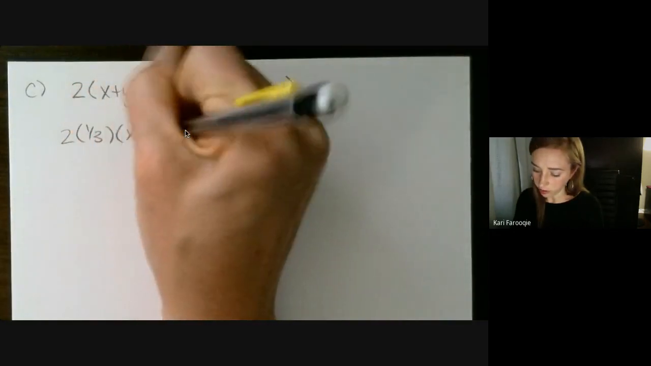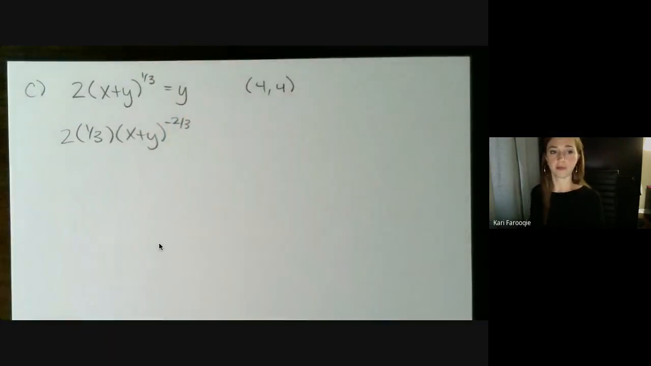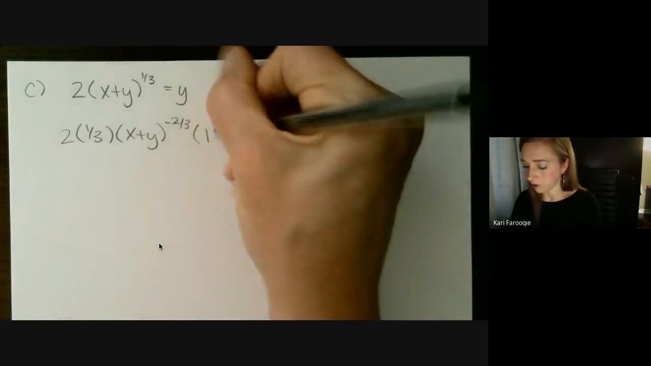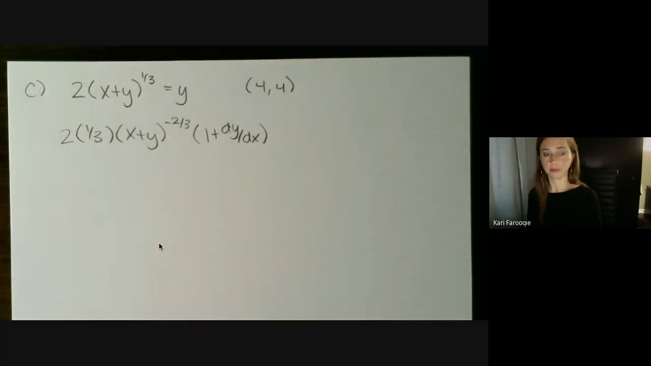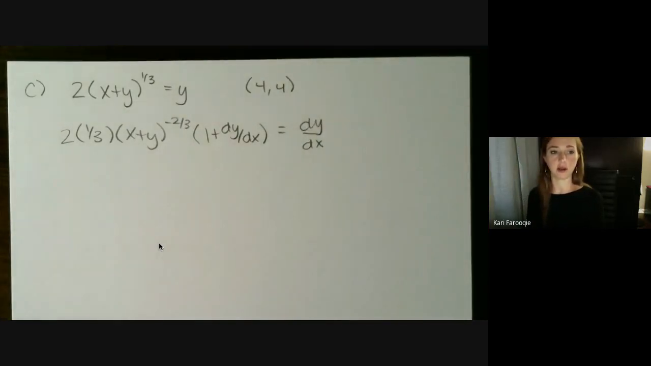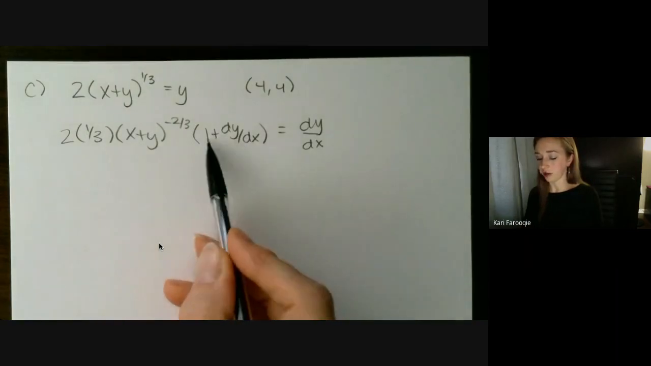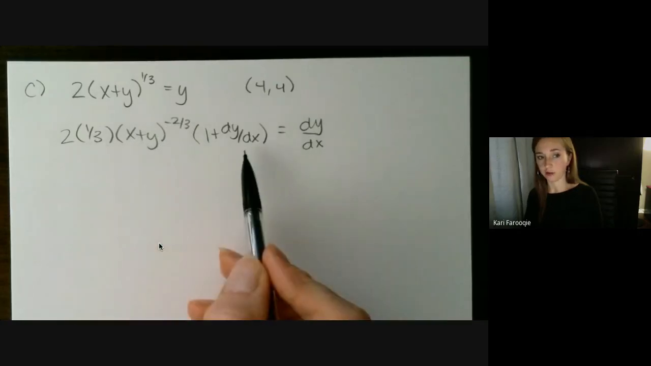All right, so let's go ahead. 2 times 1/3, leave the inside function alone, subtract 1 from the exponent. Now multiply by the derivative of the inside function. The derivative of x plus y is 1 plus dy/dx. Equals, and the derivative of y on the right-hand side is dy/dx. And I feel like we've come full circle here because notice that now you have dy/dx and another term that are all getting multiplied by a quantity. That is when you know you're going to have to distribute.